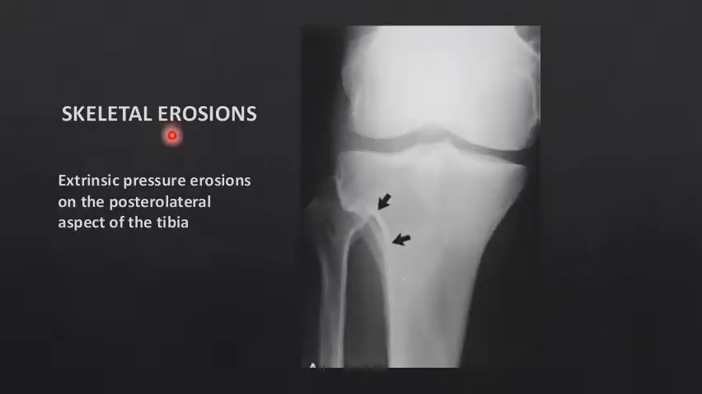Extraspinal manifestations of neurofibromatosis. Here we can see an AP view of the knee. There are extrinsic pressure erosions of the posterolateral aspect of the tibia, mainly caused by extrinsic compression by neurofibromatosis. The margins of the erosion also appear sclerotic and well demarcated.